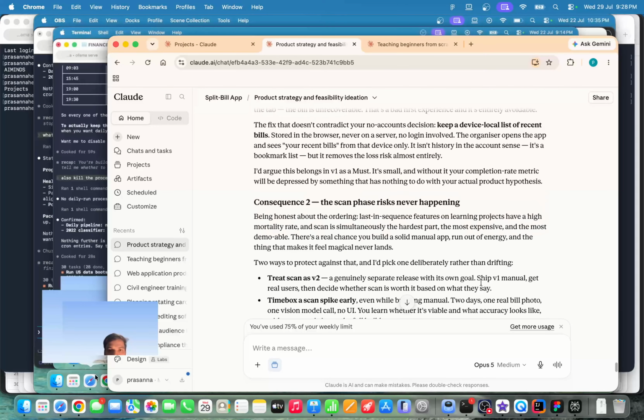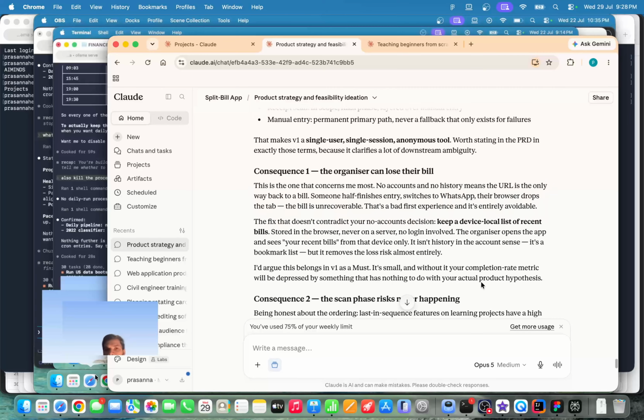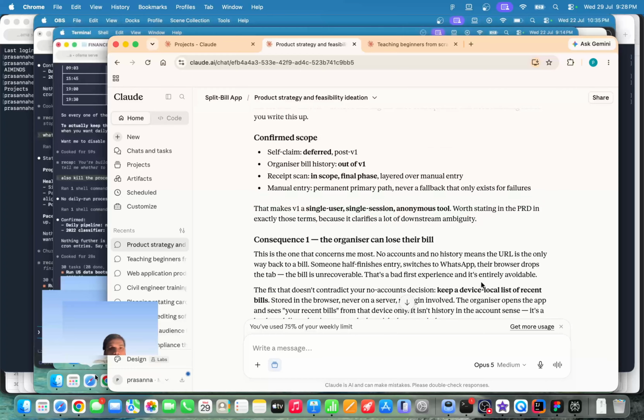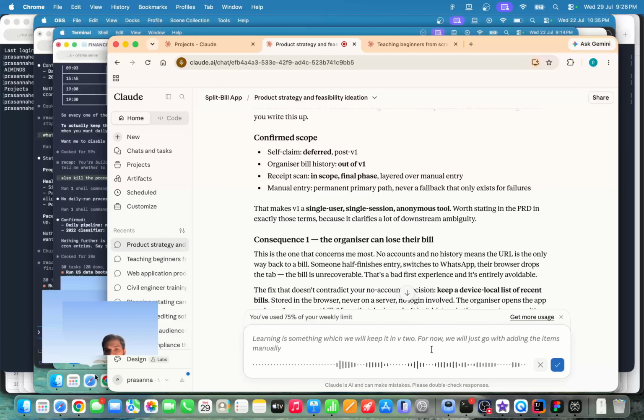Regarding the scan, it's actually asking a lot of things. We will keep scanning as V2. For now, we will just go with adding the items manually and splitting them.